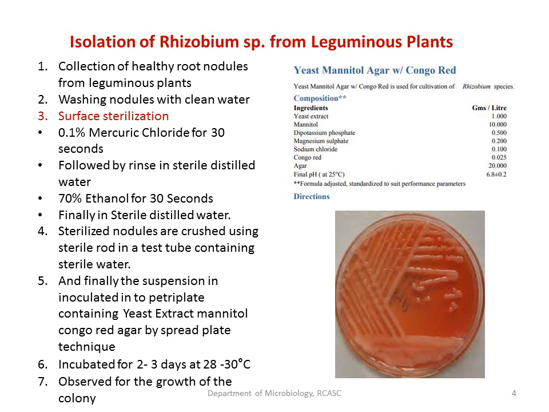Yeast extract mannitol agar is a selective media for rhizobium, and it's also a differential media. If you add Congo red, it differentiates rhizobium from Agrobacterium species. Agrobacterium produces reddish colony, whereas rhizobium may not produce such reddish colony. Mucoid, translucent, slightly creamish colony will be observed. Light pink to creamish colony. This is how the isolation of rhizobium is being done.